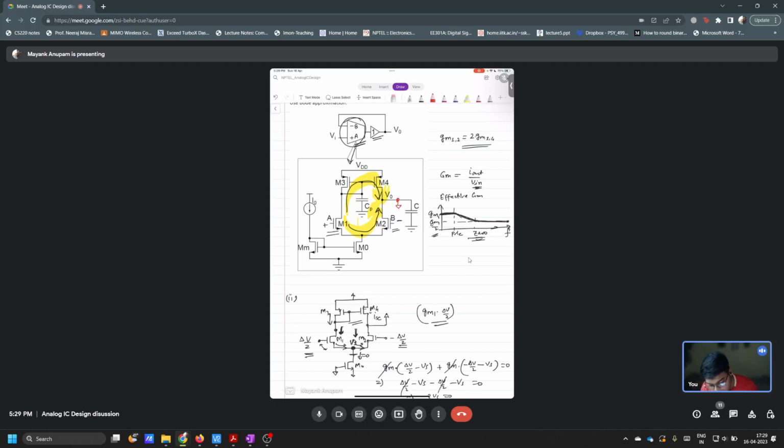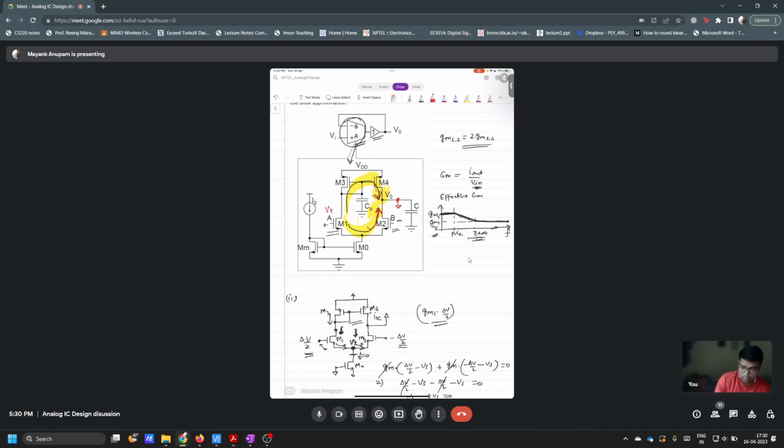So what you can do is, this is grounded, right? So you can apply a test voltage VT here, and find out what will be the current coming here and what is the current coming here, and simply add them and equate to 0. That is one direct way to find the zeros. Okay.